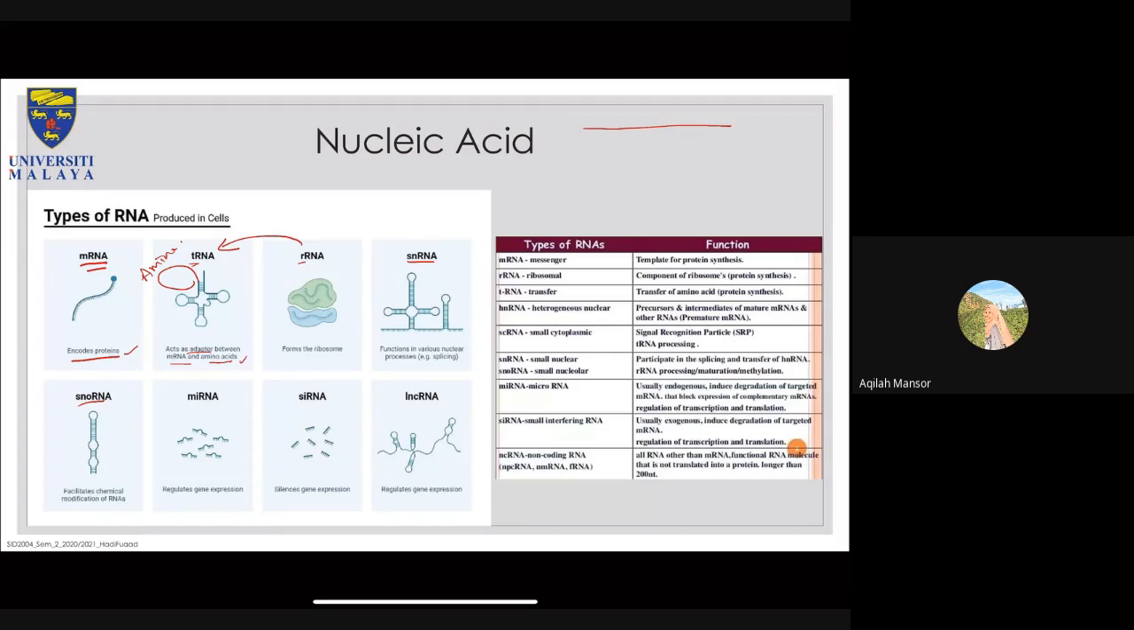Okay, so maybe in the future, you guys will be the ones investigating the use of RNAs for drugs and whatever else. All right. So other than that, we have miRNA, which is a microRNA.